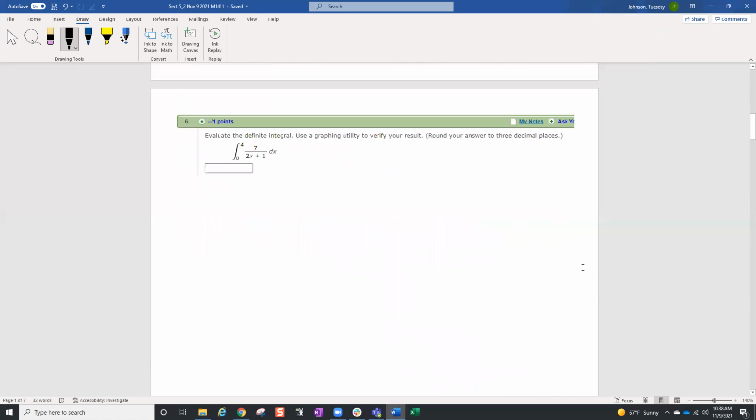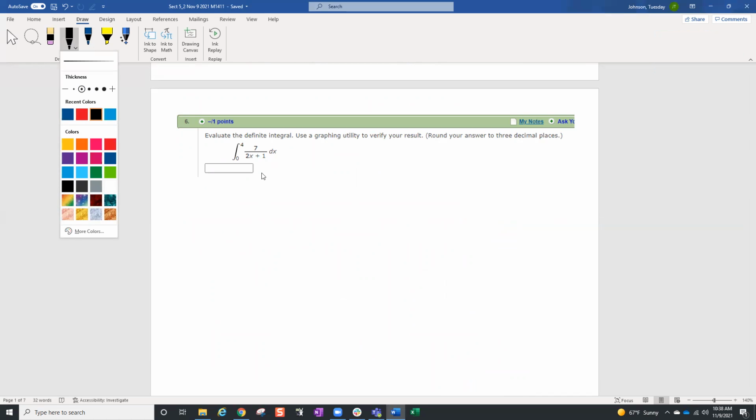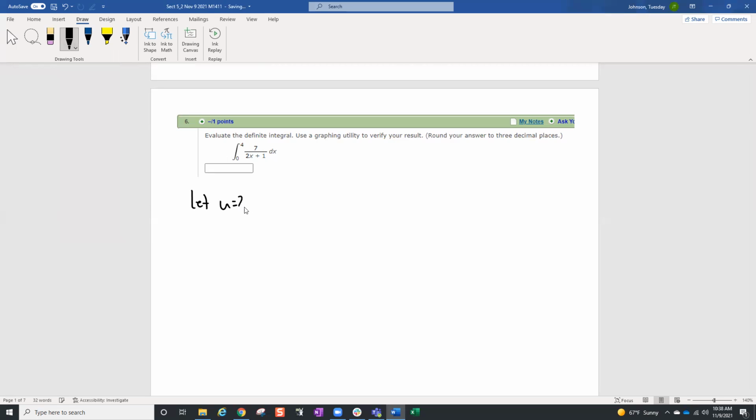All right, now evaluate the definite integral. Remember, we substitute twice. Always substitute twice. In this case, when I look at 7 versus 2x plus 1, it looks like the hardest part is in the denominator. So I'm going to let u be 2x plus 1. Then the derivative of u is 2 dx. This is our first substitution. Now let's make our second substitution. When x is 0, u equals 1, right? 2 times 0 is 0, 0 plus 1 is 1. When x is 4, 4 times 2 is 8, 8 plus 1 is 9. Okay, we can handle that.